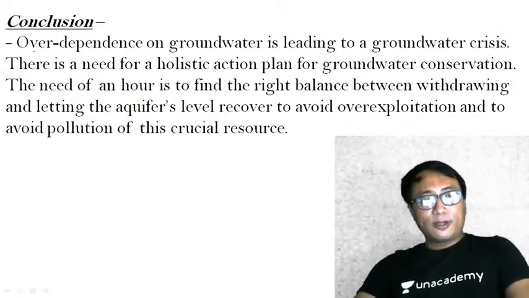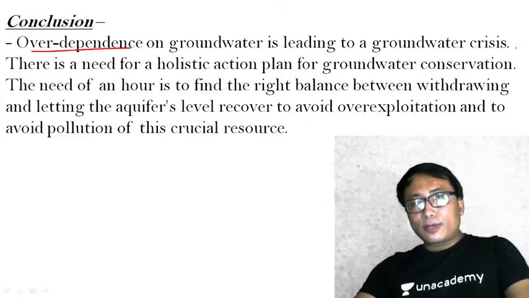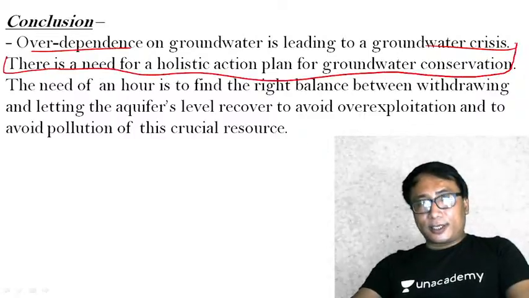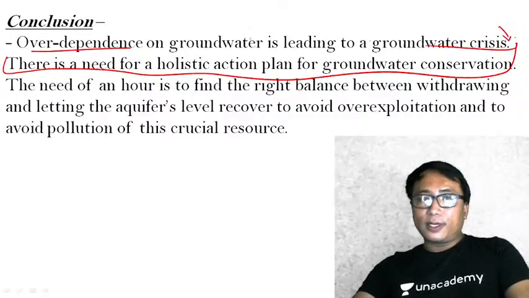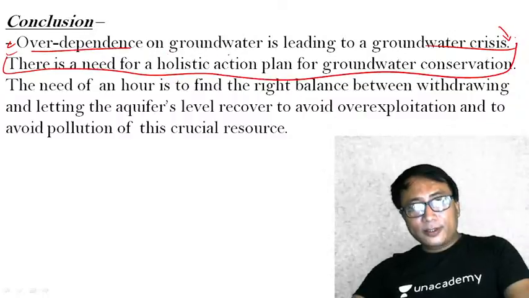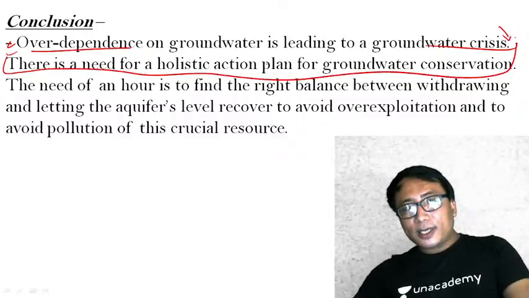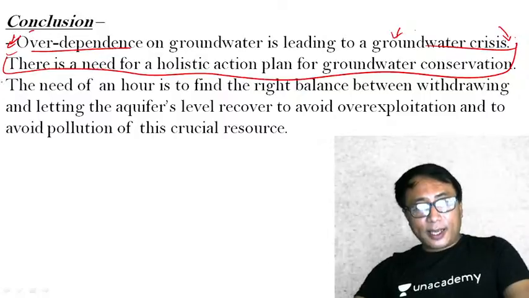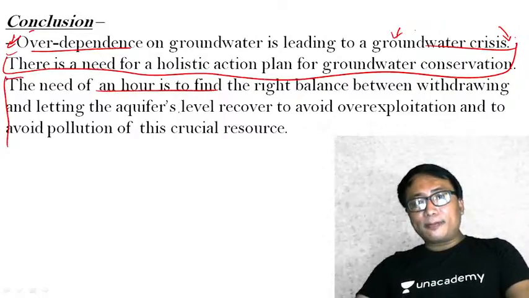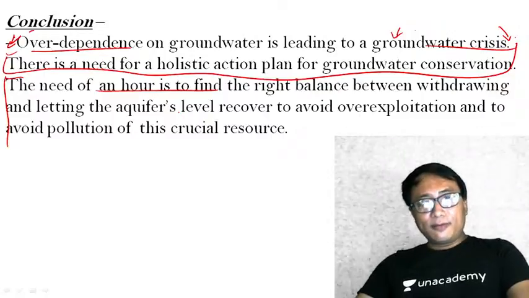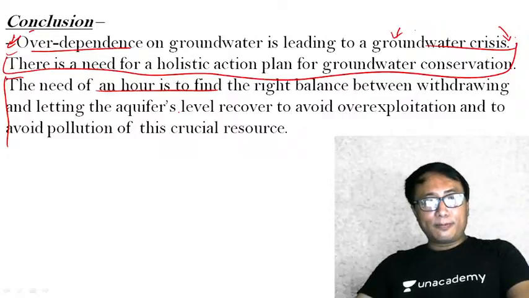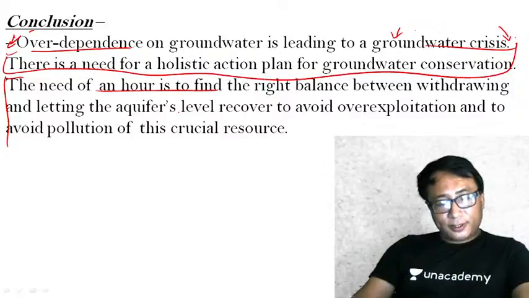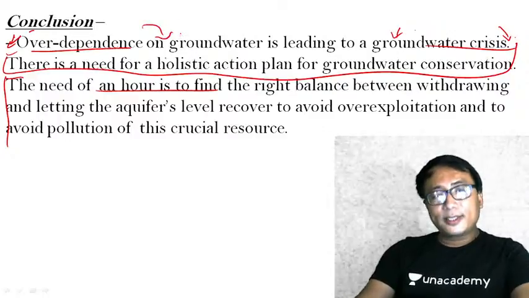Finally, I am concluding with this: overdependence on groundwater is leading to a groundwater crisis. Now, here you can just write two sentences and end the discussion as a conclusion. Okay, this is also a complete conclusion: overdependence on groundwater is leading to a groundwater crisis. There is a need for a holistic action plan for groundwater conservation. This can also be your conclusion, or it can be the first line and this one: the need of the hour is to find the right balance between withdrawal and letting the aquifer levels recover, to avoid overexploitation and to avoid pollution of these crucial resources. Okay, so the conclusion can be either way. Just to give you a variety of different conclusions that you can write, I have provided this to you.